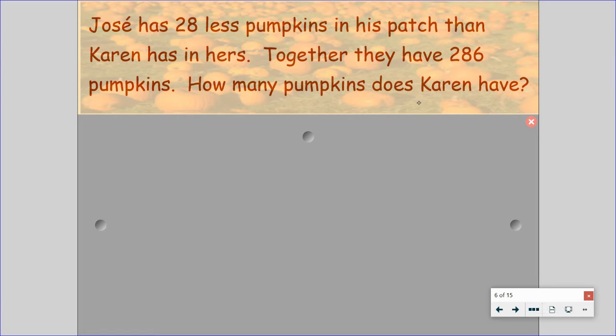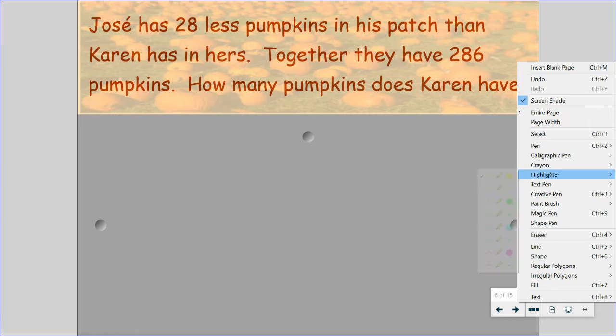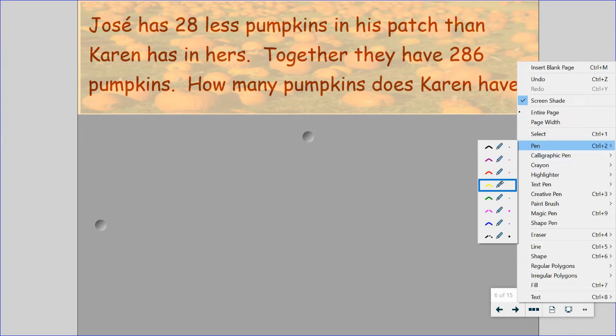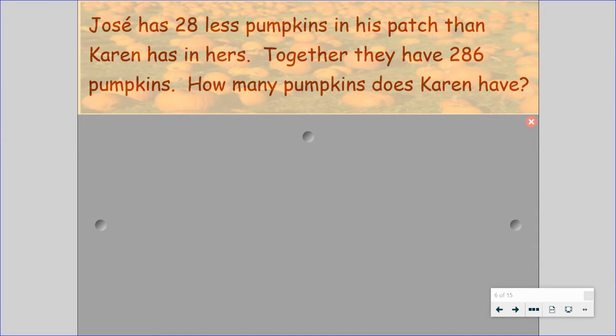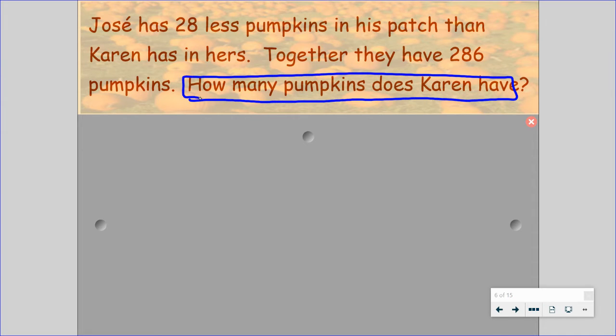Well, the first thing I'm going to do is grab my pen. And I'm going to go back and I want to say, okay, Jose's got some pumpkins. It seems like Karen has more, and together they have a bunch of pumpkins. Just be able to retell the problem without using any numbers. Now, how many pumpkins does Karen have is the question. Meanwhile, Jose has 28 less pumpkins than Karen.